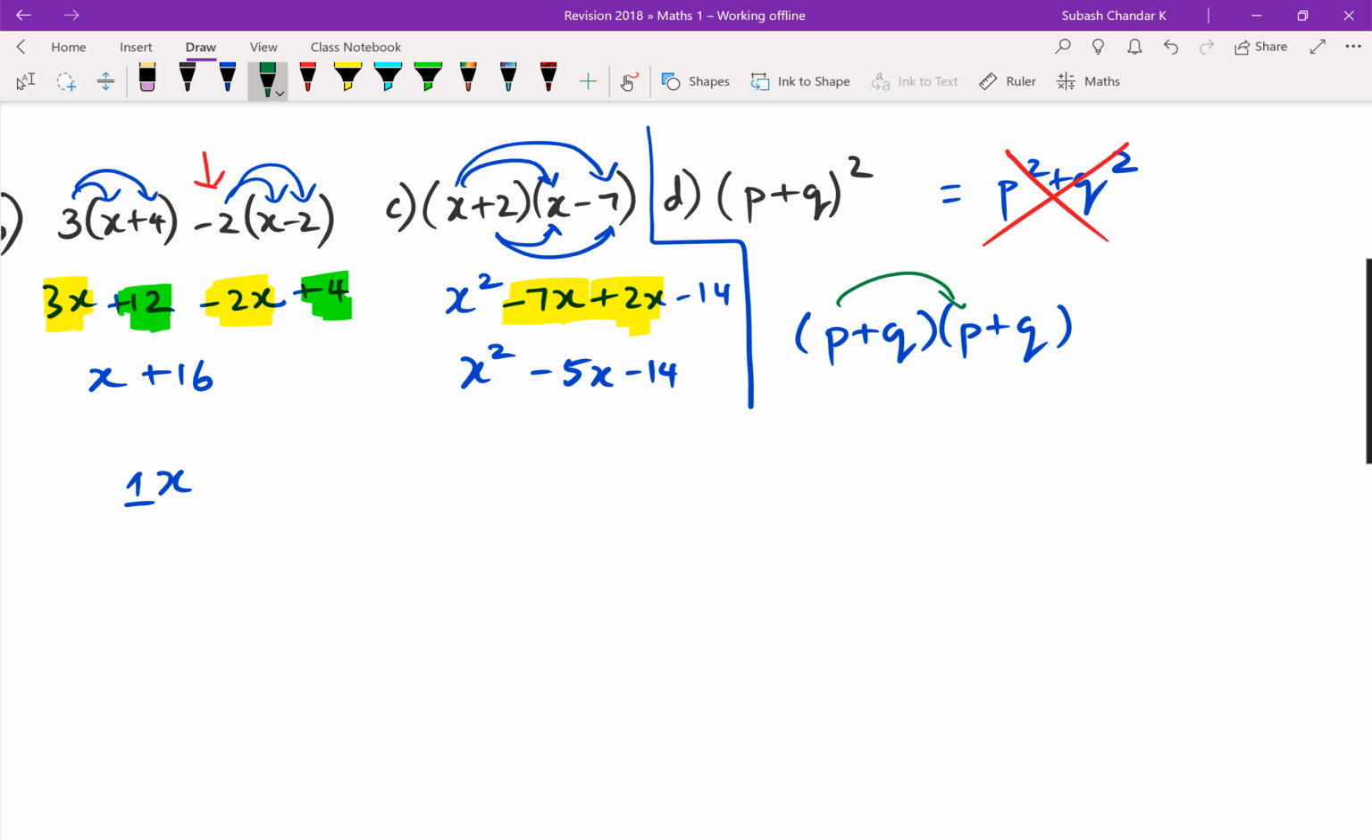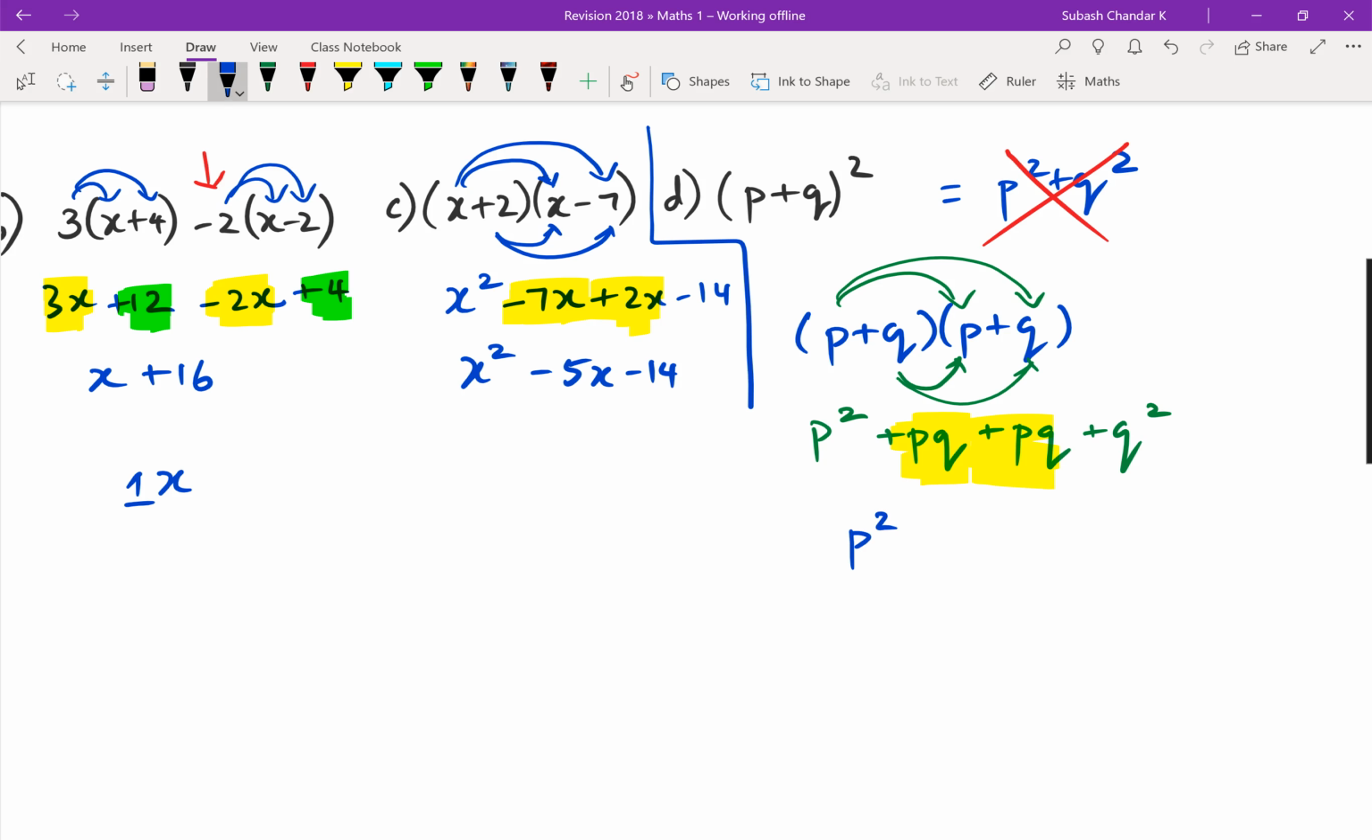So you've got p times p, which is p squared, and then p times q, which is pq, and you've got q times p. Now q times p is the same thing as saying pq, okay? And then you've got q times q, which is q squared. So putting it all together, we look at our like terms. In this case, there are 2 lots of pq, so we're going to write that as p squared plus 2pq plus q squared.